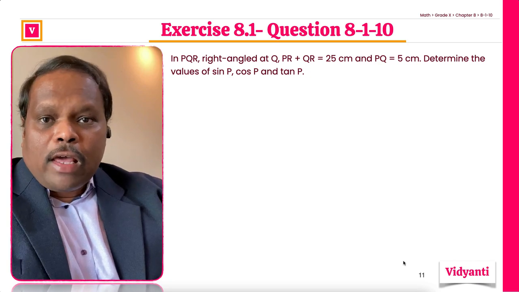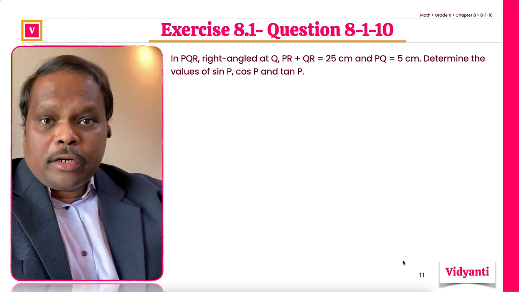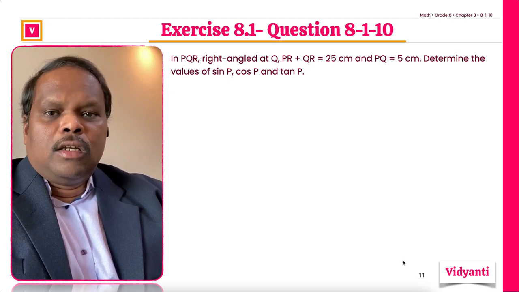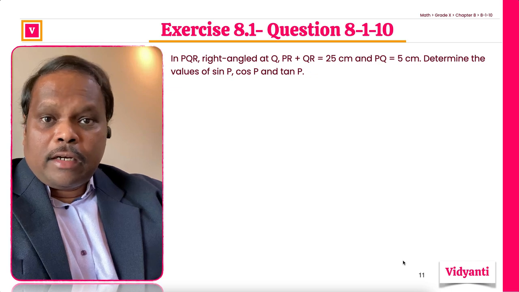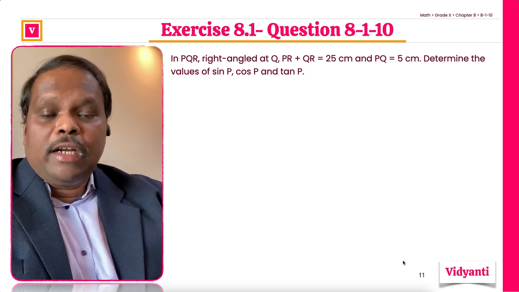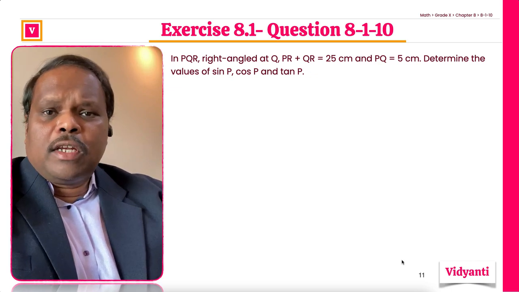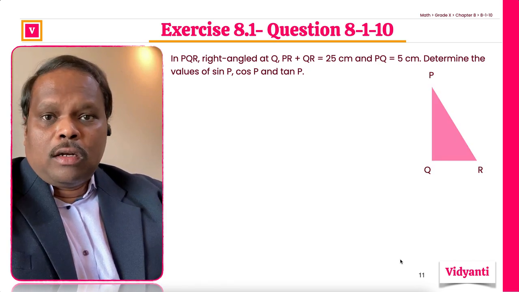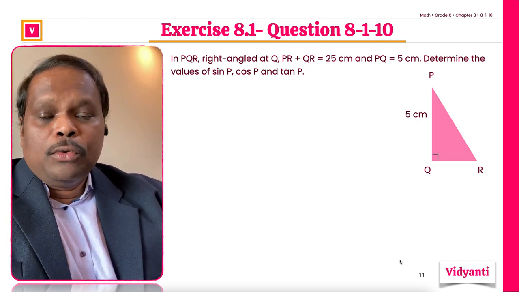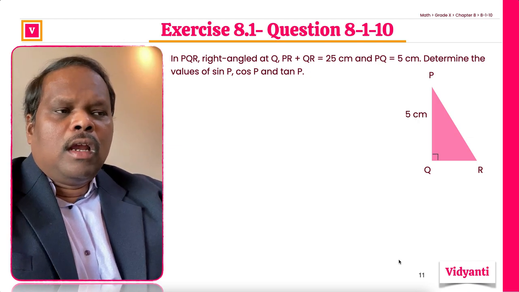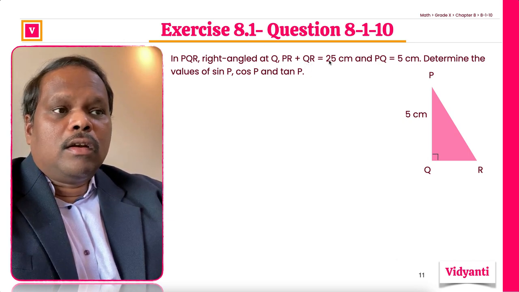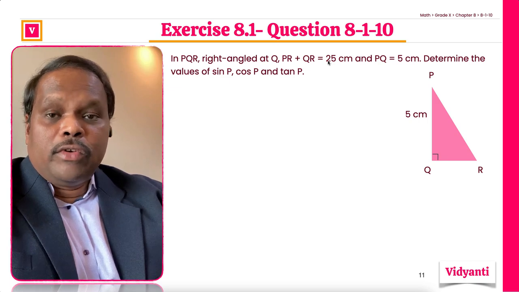Now, in order to evaluate sine, cosine, and tangent, which are trigonometric ratios, we need the opposite side, hypotenuse, and the adjacent side. So first of all, the right angle triangle should be completely known in terms of three sides. Let's quickly draw a diagram. Let us assume that this is triangle PQR with 90 degrees at Q. We have been given that PQ is 5 centimeter, and we know that the addition of two sides is 25. We don't know their individual values.